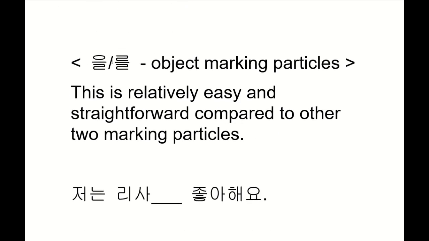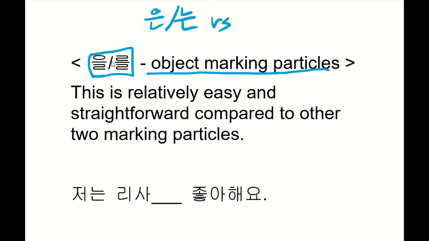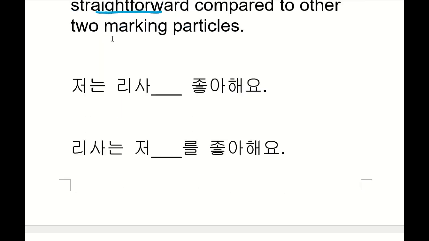Okay. So the next one, finally, we are at almost the last part. 을를 object marking particles. So far we've been dealing with 은는 topic marking particle and subject marking particle 이가, right? And then it's 을를. I put this one at the end, because this is relatively easy and straightforward compared to the other two marking particles.